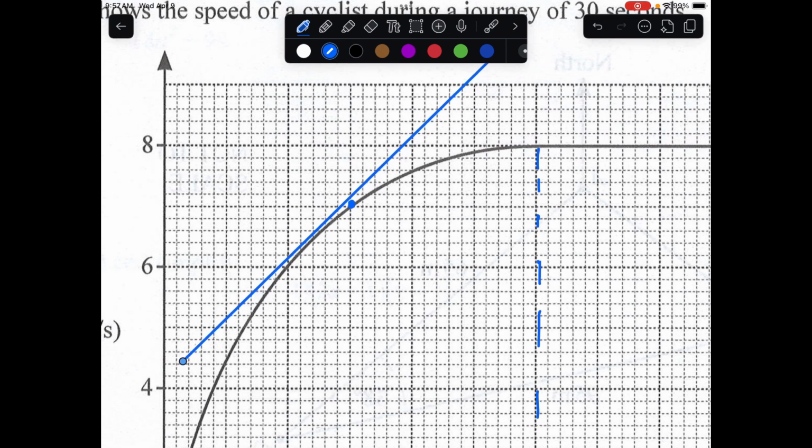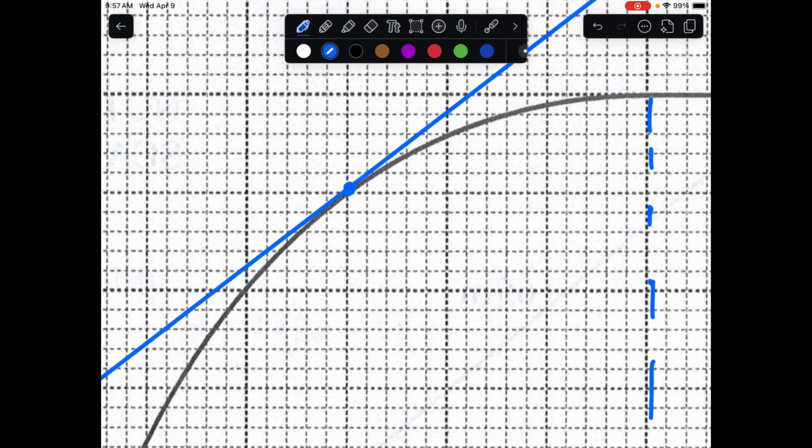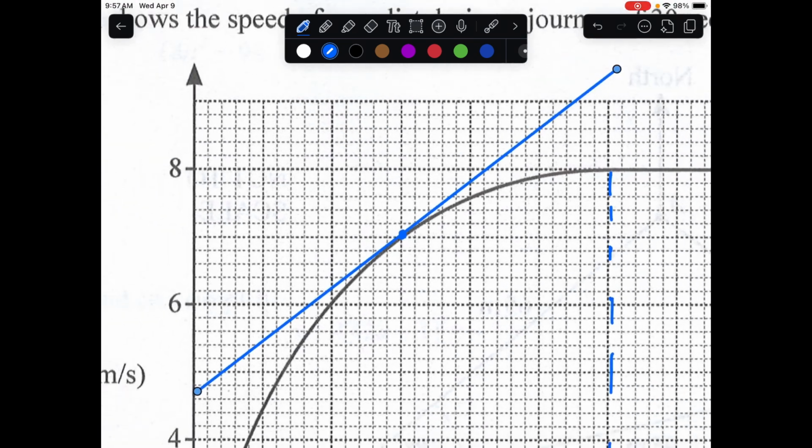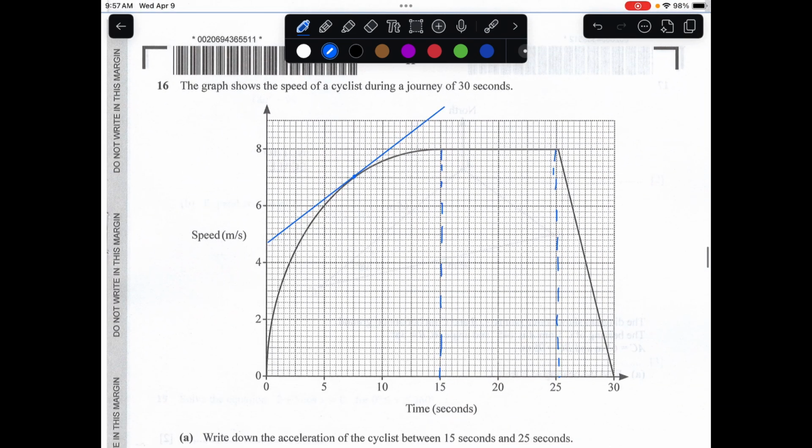So I have to do a light line so that I get it correct. I'm just going to slant it a little bit. Now you see that I'm magnifying it so that you can see that it's touching exactly at one point. Once I have that, I'm going to choose any 2 points on the line.